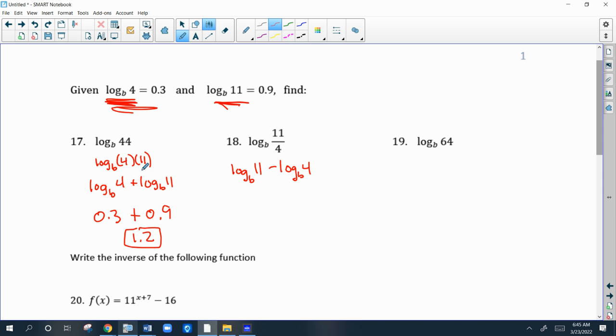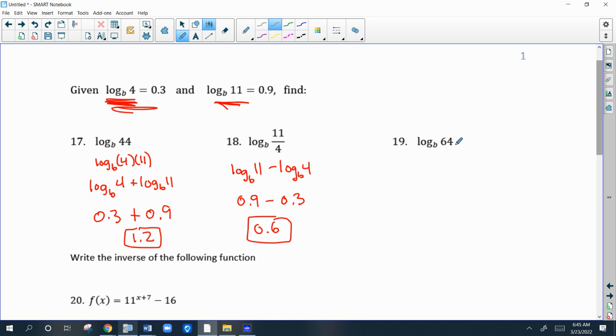And just like the problem before it, you can now plug in the logs. Log base b of 11 is 0.9. Log base b of 4 is 0.3. Subtract them, you get 0.6. Pretty easy.